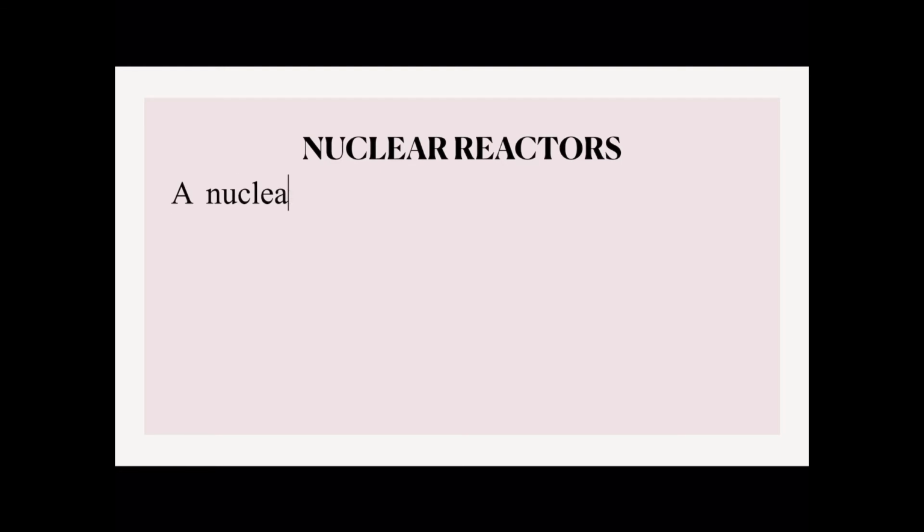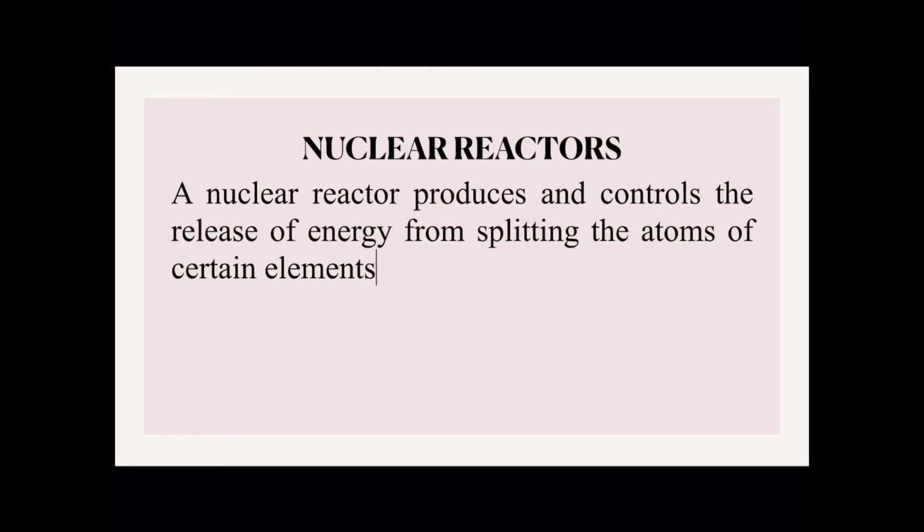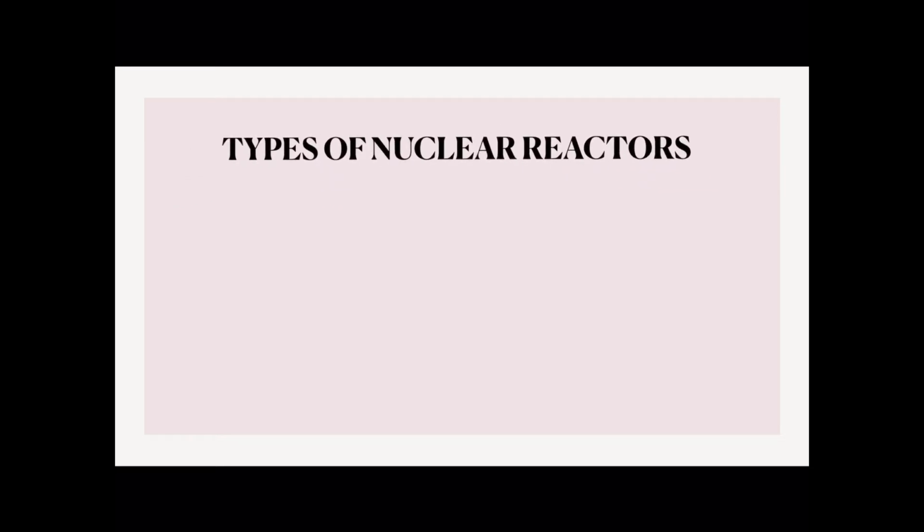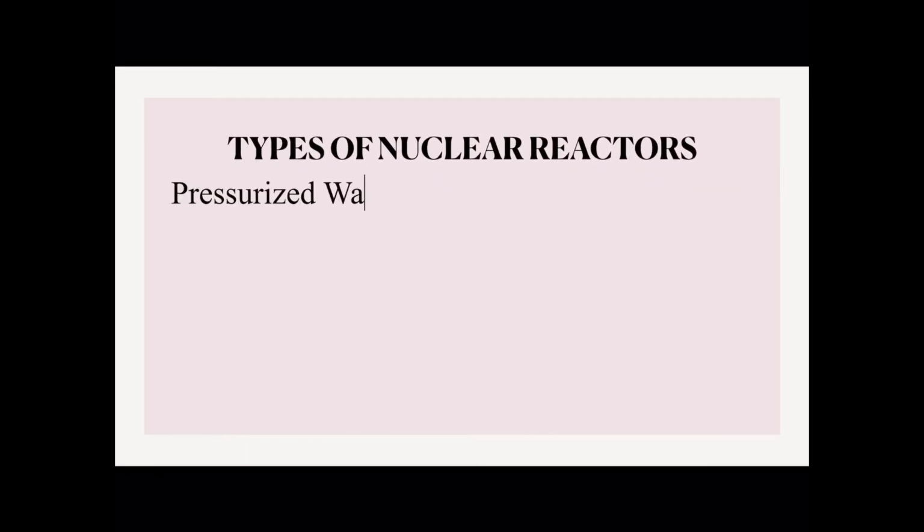A nuclear reactor produces and controls the release of energy from splitting the atoms of certain elements. The energy that has been released is used as heat to make steam, which produces electricity. There are two different ways in which steam is used, namely the pressurized water reactors and the boiling water reactors.